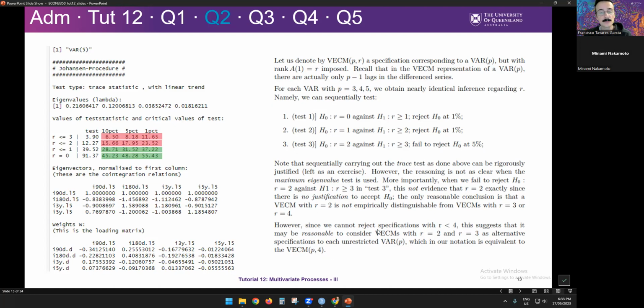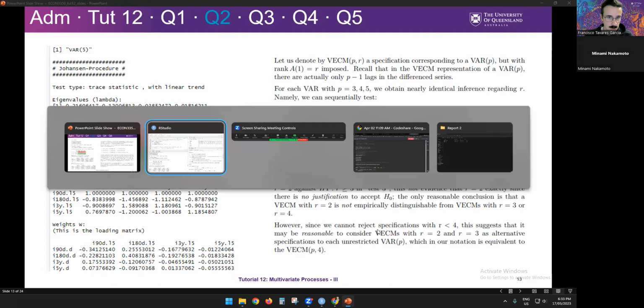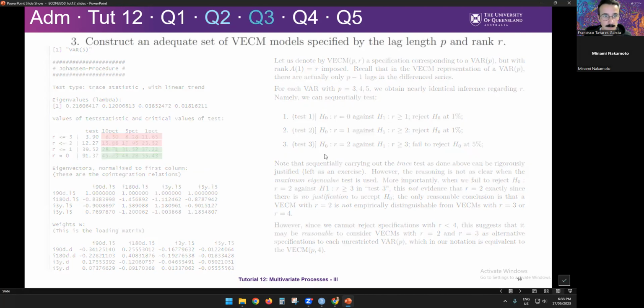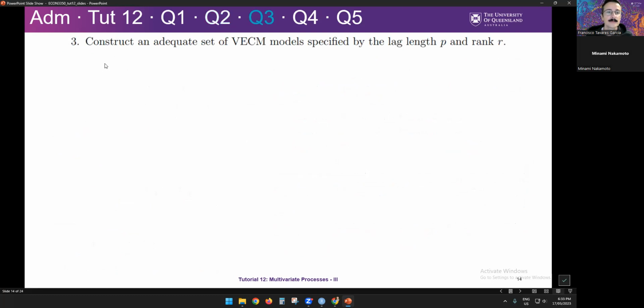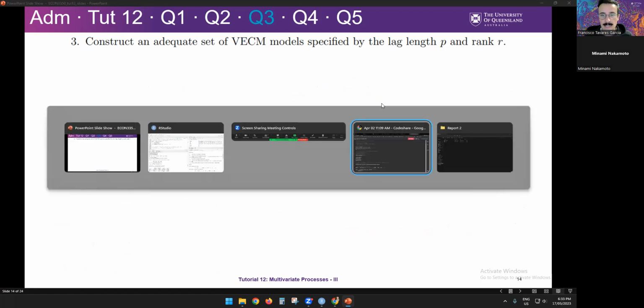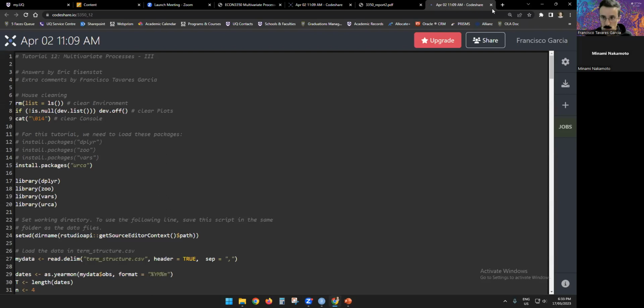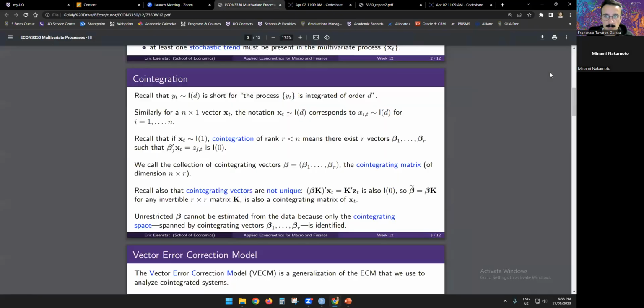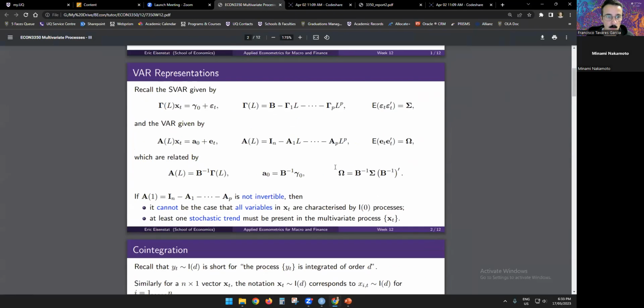So, important thing to remember. Let's go now. We're talking about VECM. Let me see what comes next. It's already question 3. Construct an adequate set of VECM models specified by lag length p and rank r. All right. Let me see if I can add just a little bit. I'm not doing a super crazy theoretical part, but I think I have something open here.